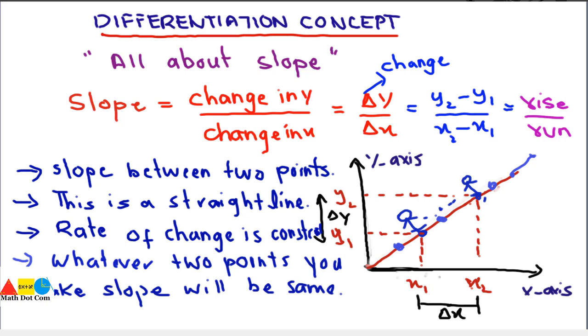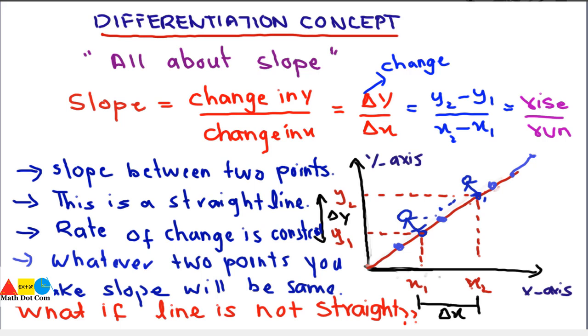But what if you came across a function whose graph is not a straight line but a curve? Then how will you be able to find the slope in such a situation? It was only in the case of a straight line that the slope is the same and you can take any point and the slope will be the same. But in case of a curved line, it will not be the case. Here is the question: what if the line is not straight? So here comes the concept of differentiation.